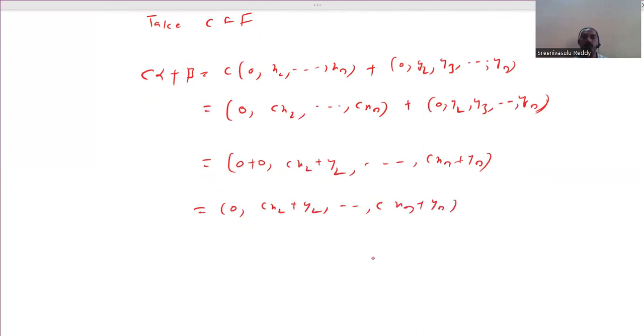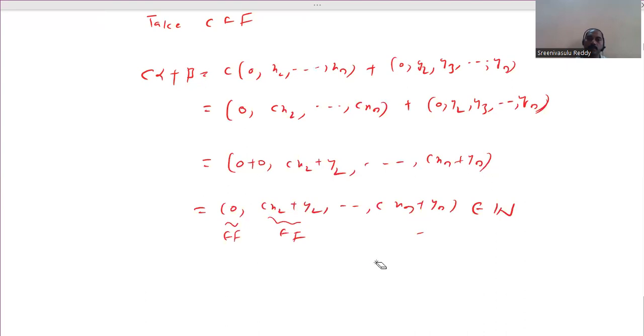x1, x2 are elements of F. Therefore, c is also an element of F. This is an element of F, this is an element of F, all are elements of F. This is also the additive identity. F into F into F, F power n. This is an element of F power n in which the first component is 0. Therefore, it belongs to W. You understand?